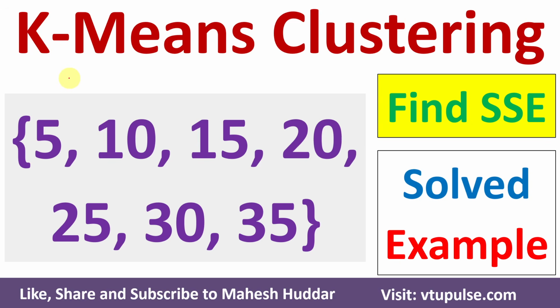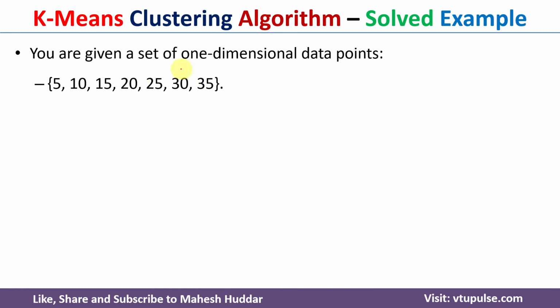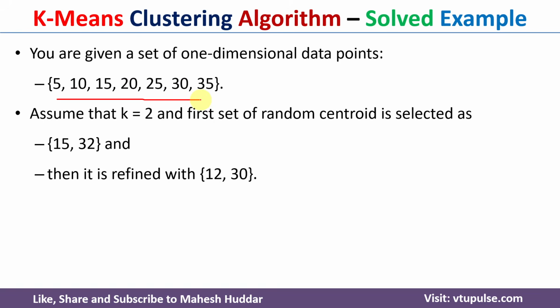Welcome back. In this video, we will solve an important k-means clustering numerical problem and we will learn how to calculate SSE. SSE stands for sum of squared error. In this case, a one-dimensional data point is given to us. Here we will assume k is equal to 2, which means we need to form two clusters. The first set of centroids is 15 and 32, then the refined centroids are 12 and 30.